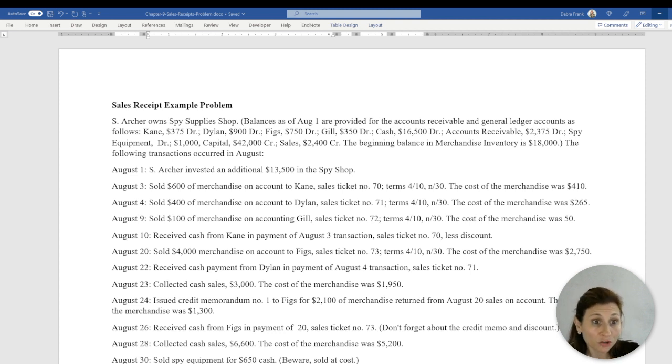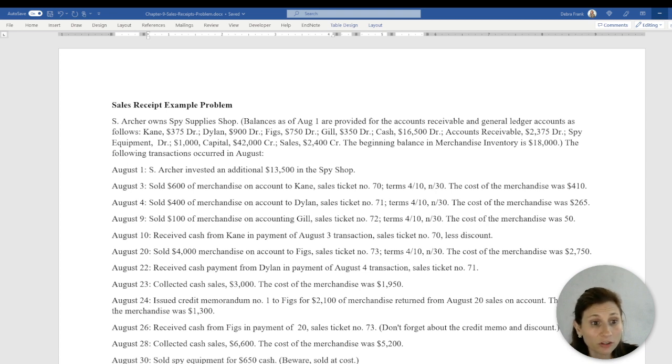So we have S. Archer. They own a spy supplies shop, and we are given the beginning balances for everything. We'll need that when we do some T accounts. We don't need them quite yet for the journal entry part, but we want to keep them in mind for when we start our T accounts. And then we have the following transactions that occurred in August.